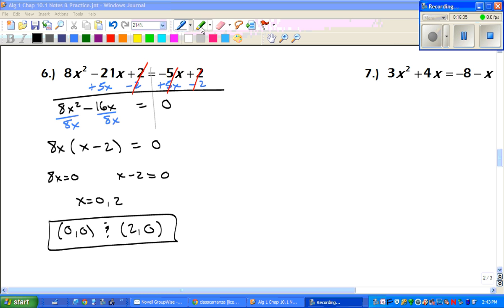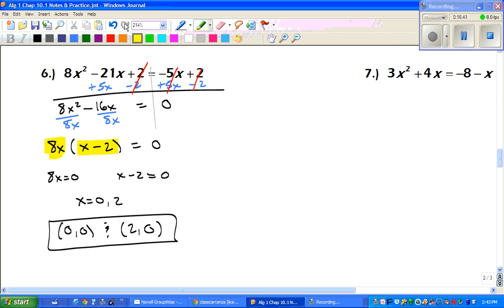So I took out the GCF of the 8x. The 8x comes out here, and we're left with x minus 2. Everything with an x you need to set equal to 0. Those are your two answers. And then I wrote them as intercepts. Okay.